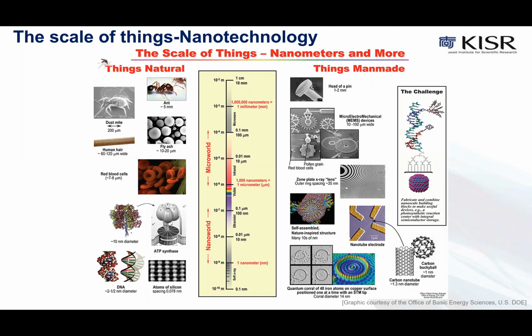The length scale is defined as being smaller than 100 nanometers, depending on the physical and chemical characteristics of the nanostructure. These nanostructures have novel properties that can be controlled at the atomic scale. We can see here in the figure the scale of things and the nanometer scale.